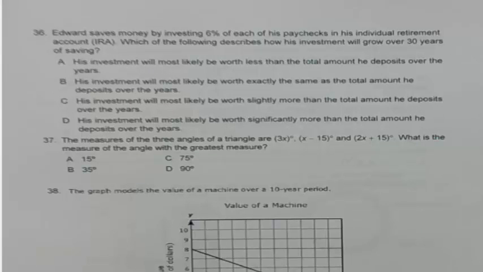A. His investment will most likely be worth less than the total amount he deposits over the years. B. His investment will most likely be worth exactly the same as the total amount he deposits over the years. C. His investment will most likely be worth slightly more than the total amount he deposits over the years. Or D. His investment will most likely be worth significantly more than the total amount he deposits over the years.